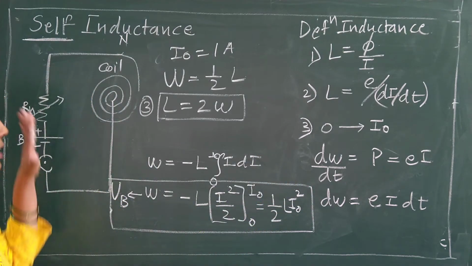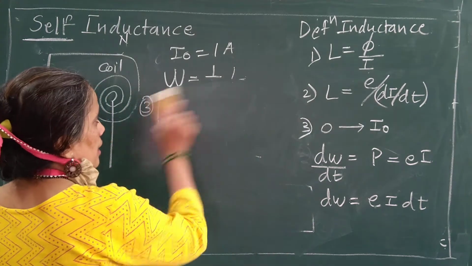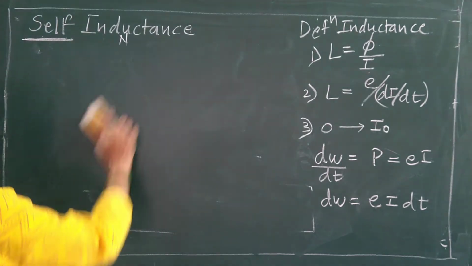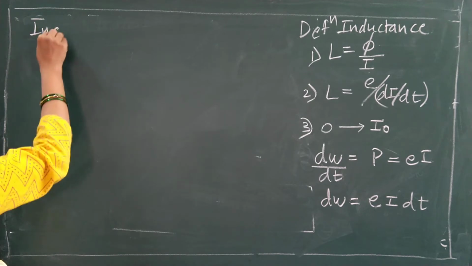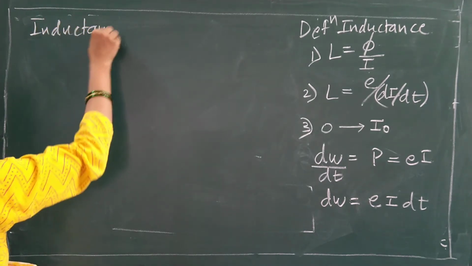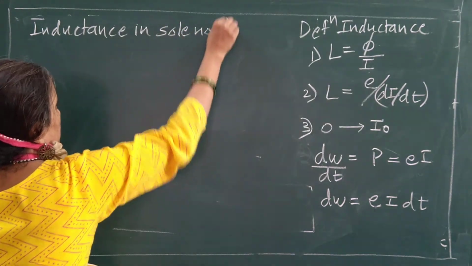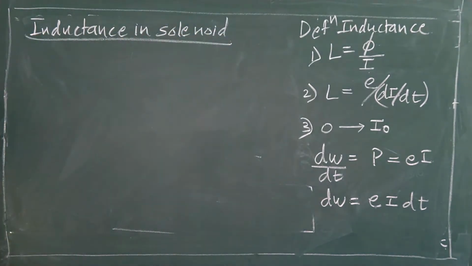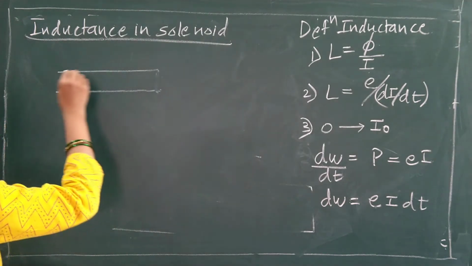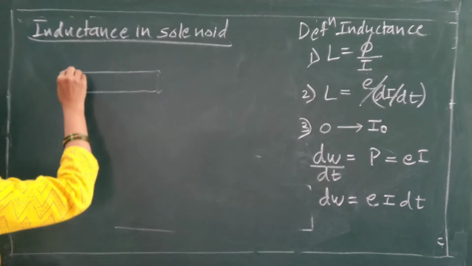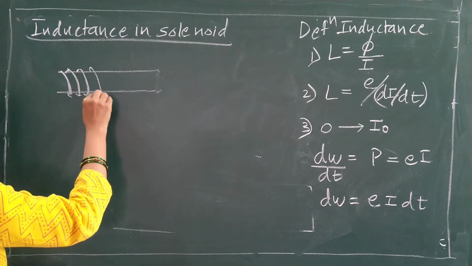Clear? So this we have seen, self-inductance in the coil. Now we can switch over to the self-inductance in the solenoid. So now I can say inductance in the solenoid. Now all of you know that a solenoid means it is the core over which your coil will be wound. So I can say there is a winding of coil.